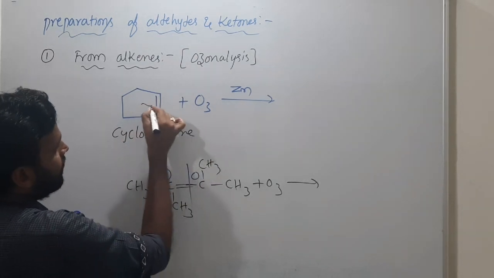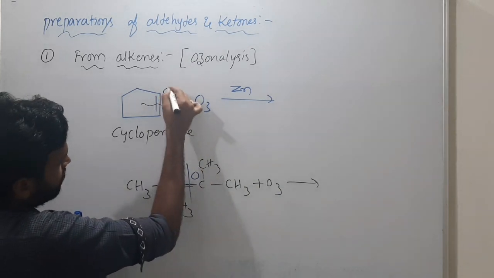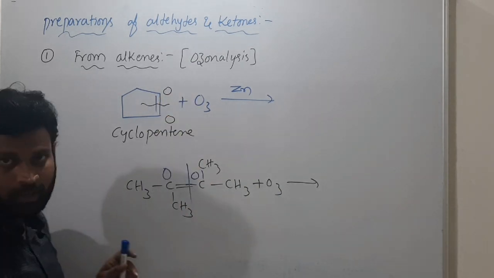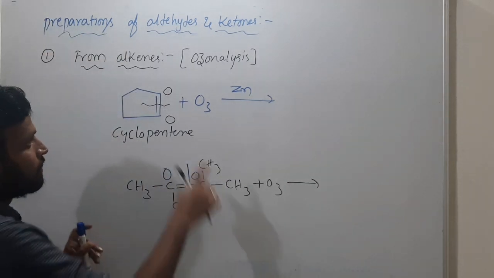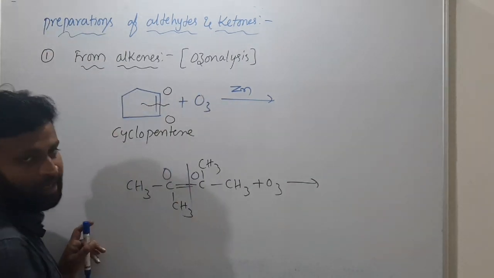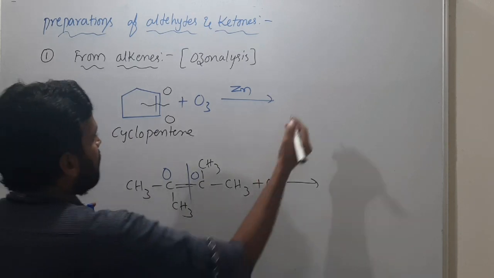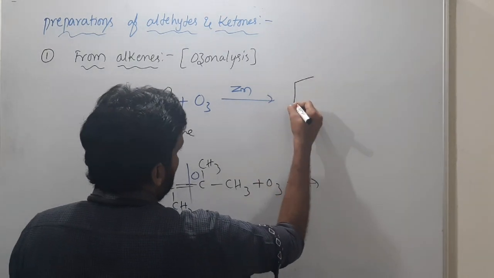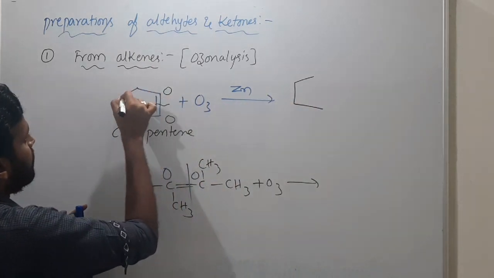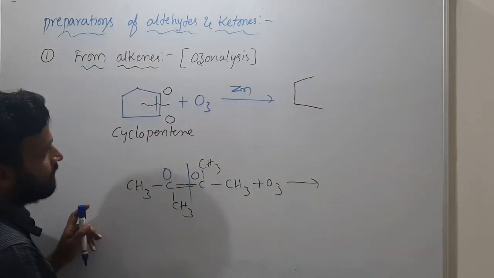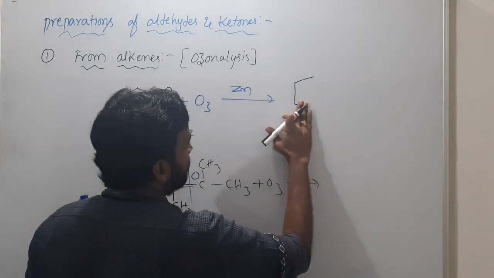Now, very simple. Break this double bond. Same story. Put one oxygen here and one oxygen here. In ozonolysis, only the double bond will break, so wherever the double bond is, that will break. That's it. Now, with how many carbons? 1, 2, 3, 4, 5 actually. So here you have like this.